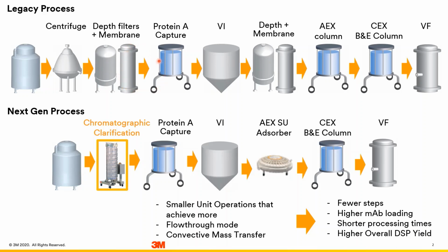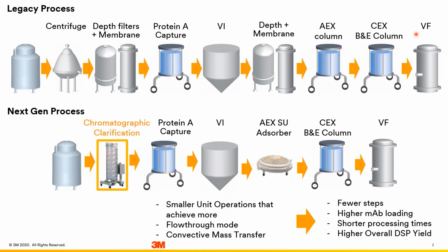Then it's on to the capture, which is done by protein A chromatography, followed by viral inactivation by low pH hold. That viral inactivation usually causes some turbidity, which is then passed through a depth filter in order to remove that turbidity and the membrane, and then it's on to the polishing chromatography columns. This is the anion exchange flow-through column and the cation exchange binding loop column, and that's followed by viral filtration. All of you, I'd imagine, will be very, very familiar with this process.